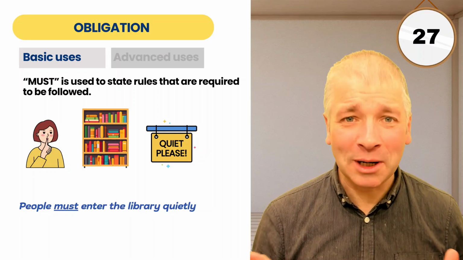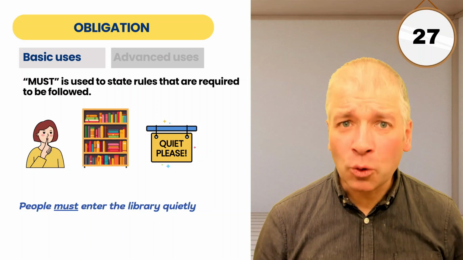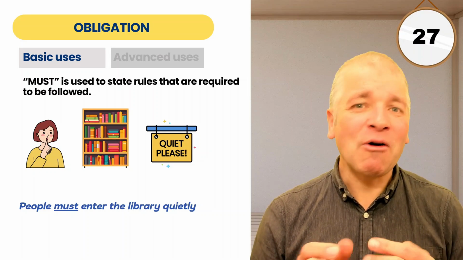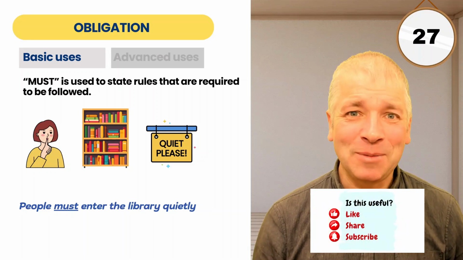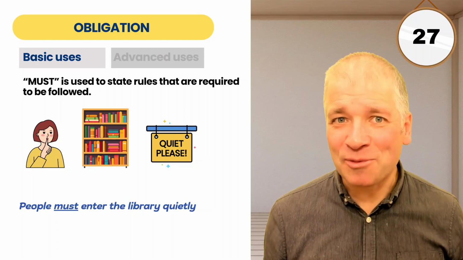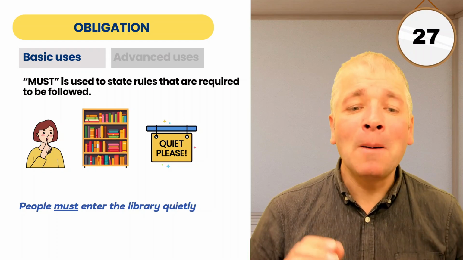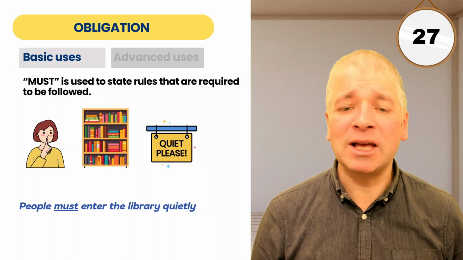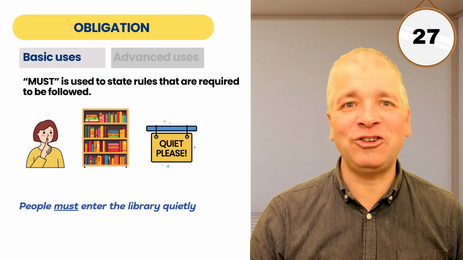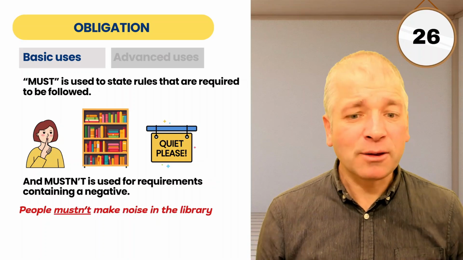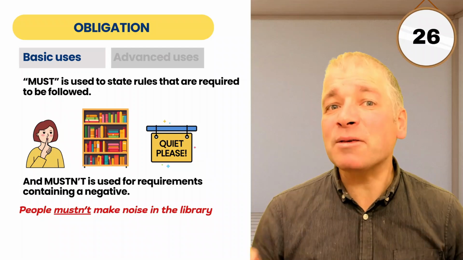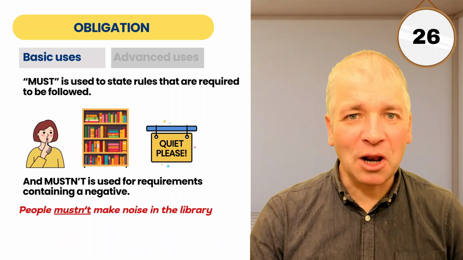Have you ever been to a library? What rules do you need to follow in a library? Well, normally there are rules about being quiet because libraries are quiet spaces. So the person who runs the library might say, people must enter the library quietly. This is required. It's an obligation. Mustn't is used for requirements containing a negative. People mustn't make noise in the library.